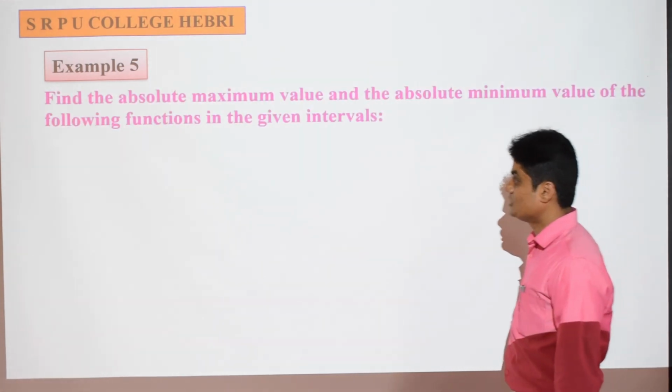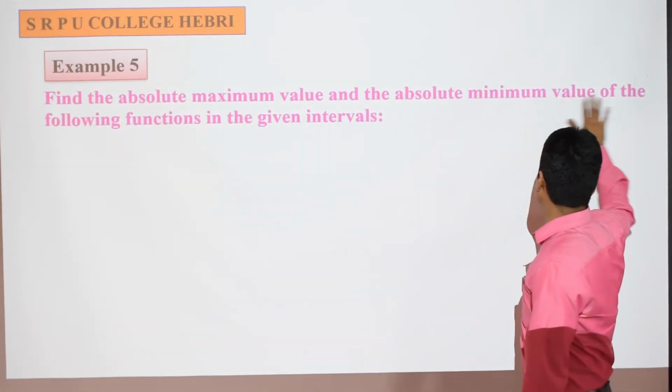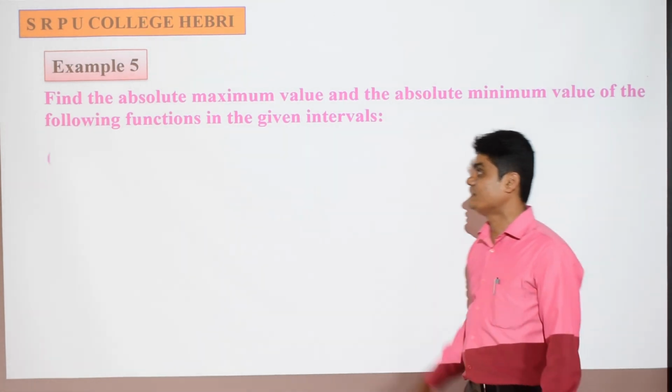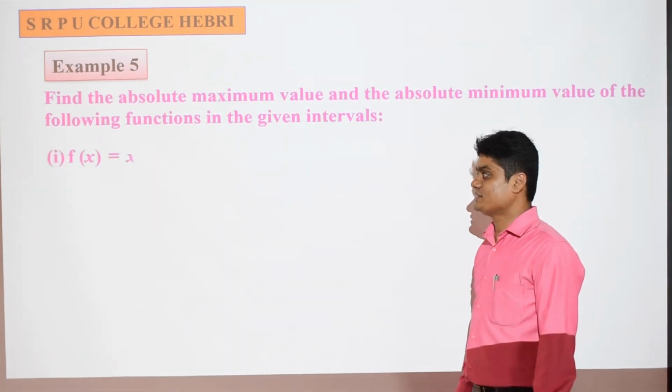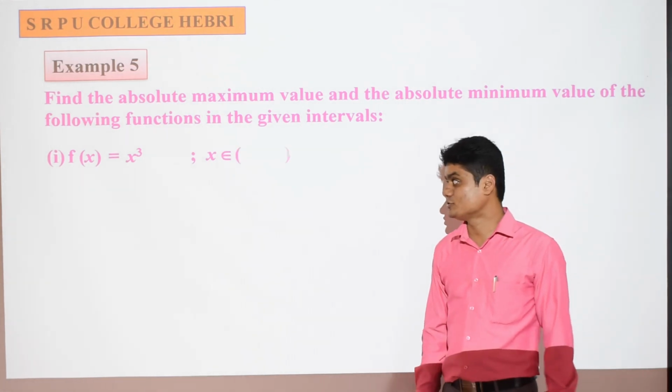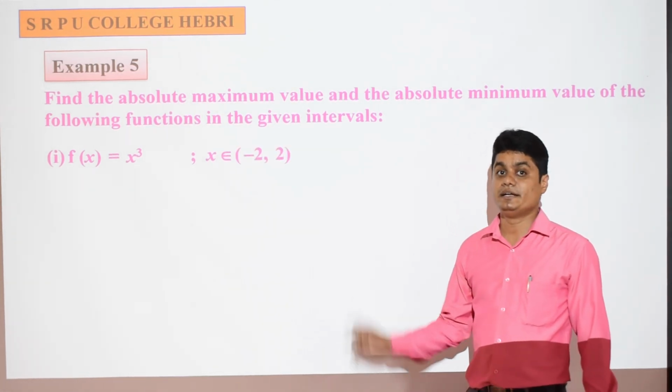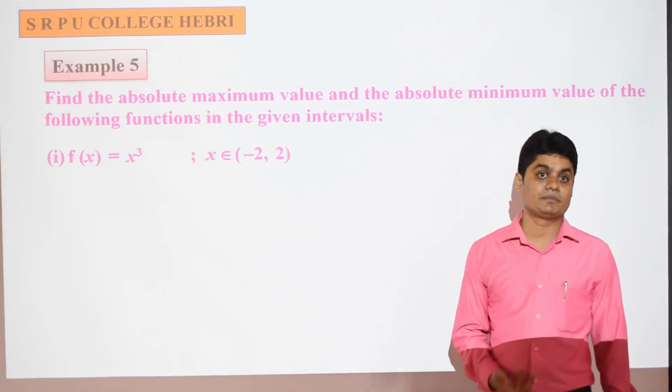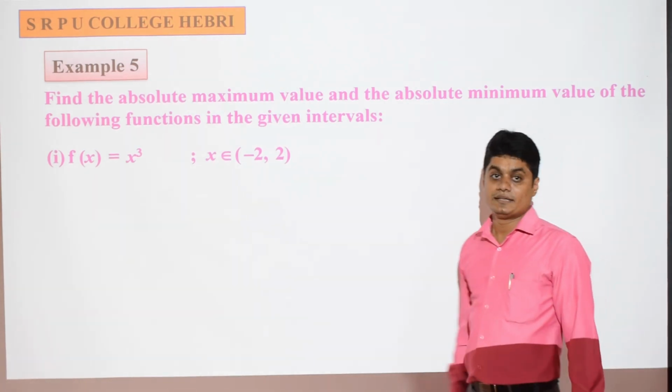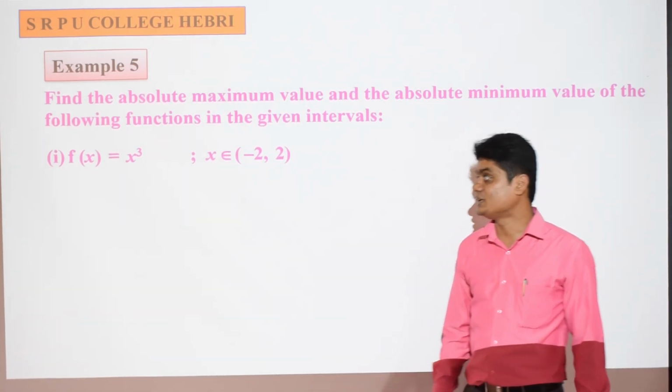So find the absolute maximum value and the absolute minimum value of the following function in the given interval. So what is f of x? F of x equals x cube for x belonging to the interval. Important: if the interval is not given, sometimes you cannot find out the maxima and minima, so remember that. So f of x is equal to x cube in the interval -2 to 2.